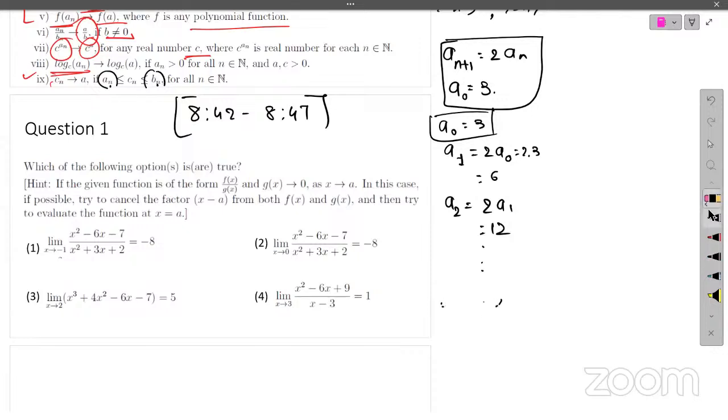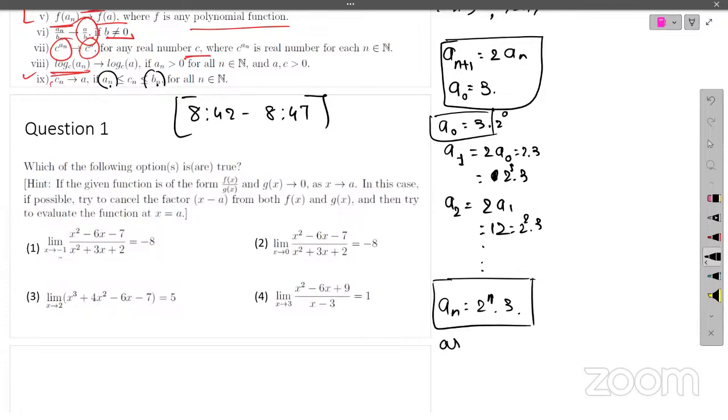So we can actually construct a different representation of the nth term. The nth term is nothing but 2 to the power n times 3. Because here, a0 is 3 into 2 to the power 0, a1 is 2 to the power 1 into 3, and a2 is 2 square into 3. So this is the nth term representation for this sequence: an equals 2 to the power n into 3.